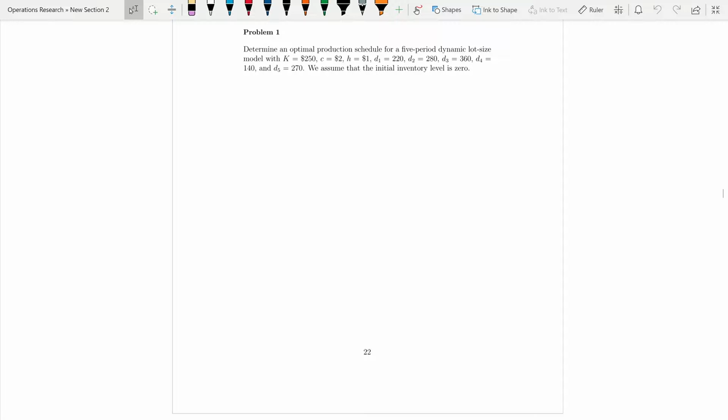Our demand for time 1 is 220, demand 2 is 280, demand 3 is 360, demand 4 is 140, and demand 5 is 270. And we're going to assume that the initial inventory level is 0 here. So to start off, we're doing a 5-period dynamic lot size here. So we know that at T6, F sub 6 is going to be 0. We don't want to have any inventory left at the end here.